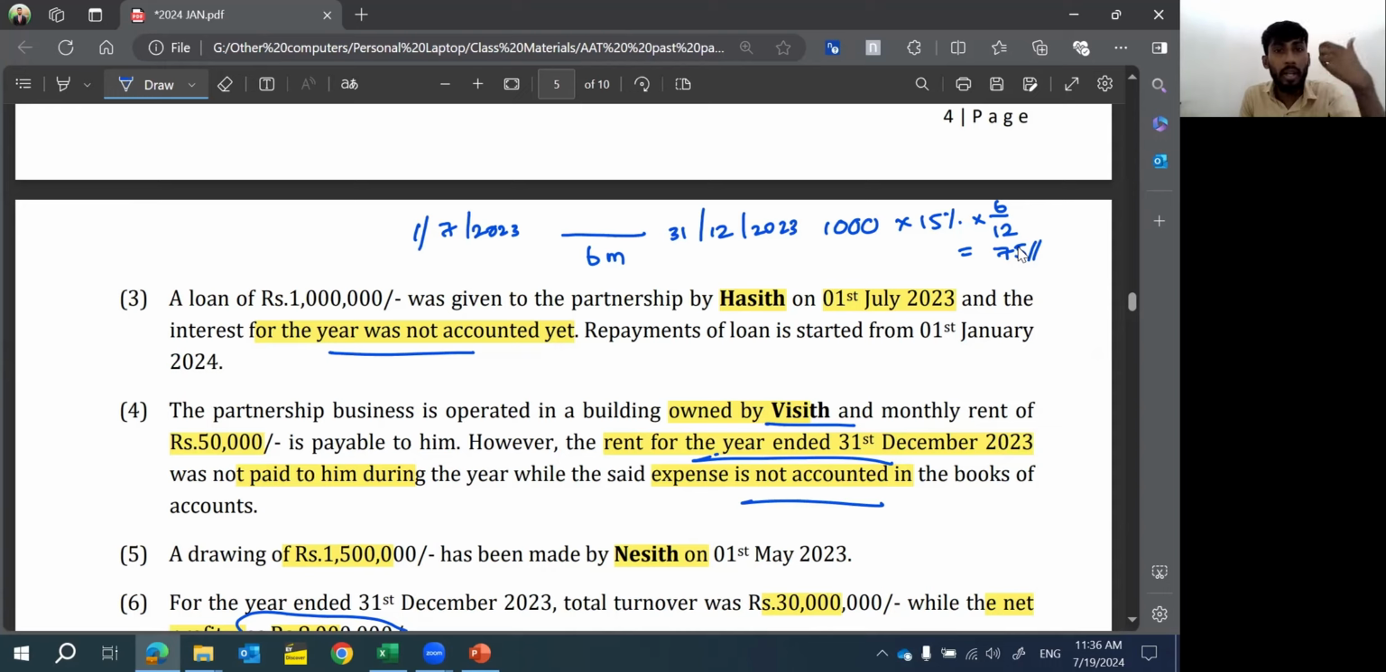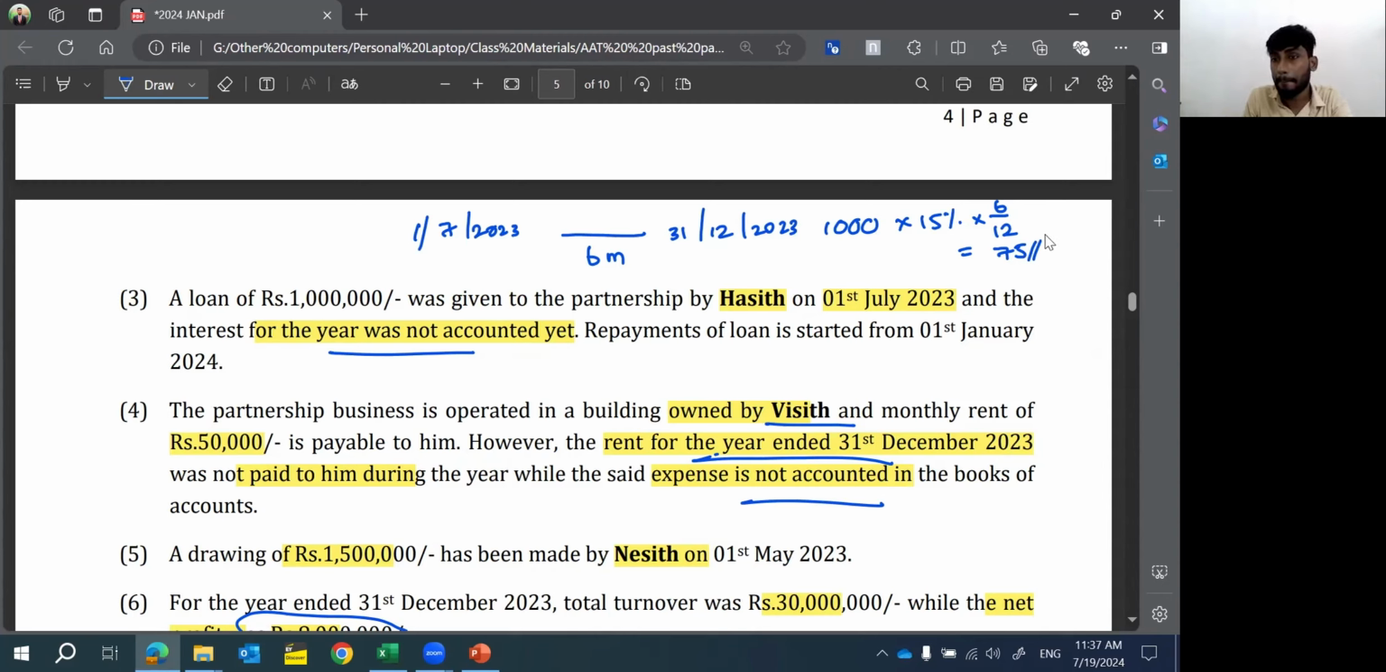Now, this is an expense. When we are going to record an expense, what will happen? The profit will reduce, and this is payable to Hasit. I told you, any expense payable to Hasit is not going to be recorded as a current liability. We are going to record it on the credit side of the current account. The payables to the partners are recorded on the credit side of the current account.